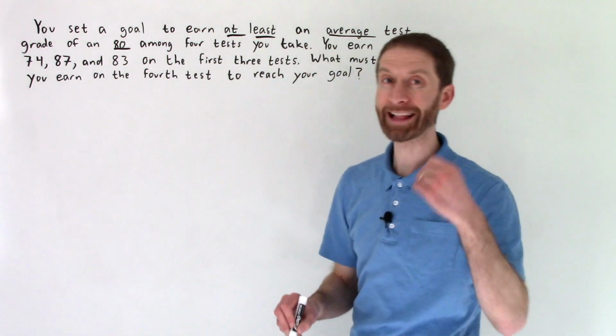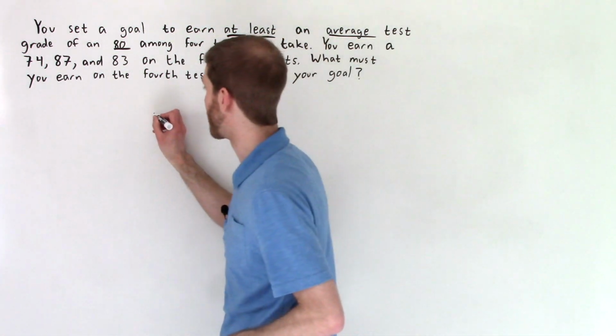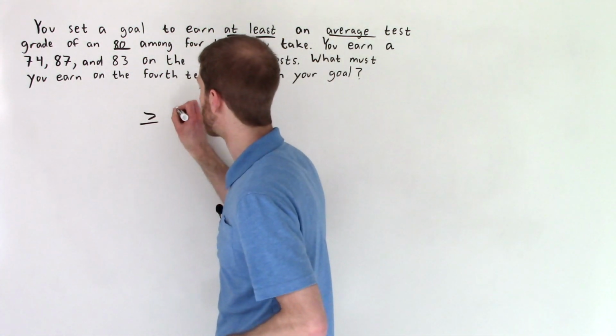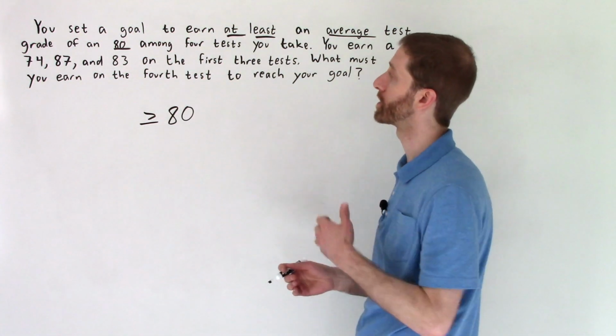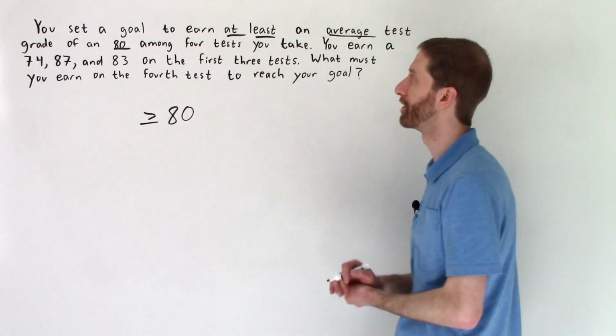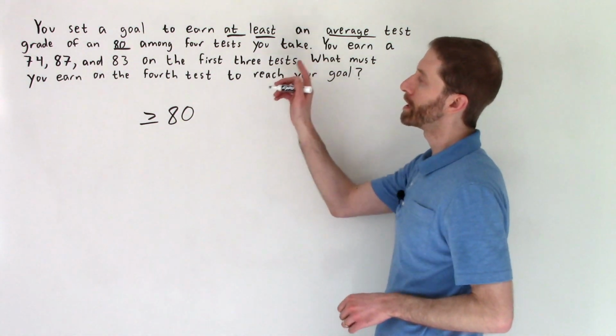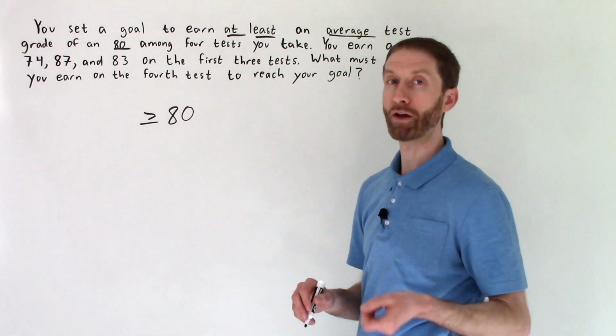So if we're going to earn at least an 80, I've got greater than or equal to 80. That's "at least." We write that down, we translate it as we read, as I said earlier in the video and in all my word problem videos. Now, the other key part here is that you're averaging out of 4 tests.